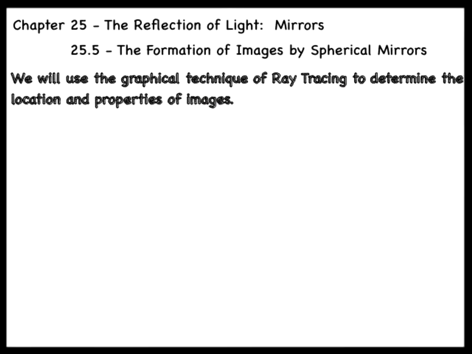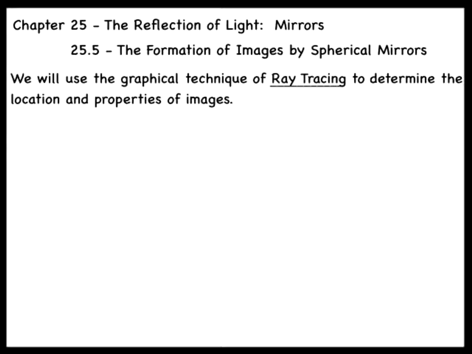As we discussed previously, light rays can reflect off the surface of spherical mirrors to form an image. The properties of the images that are produced depend on the type of mirror and the distance the object is located away from the mirror. We can use a graphical technique known as ray tracing, which is the hallmark of geometrical optics, to determine the location, orientation, and size of the images we see.